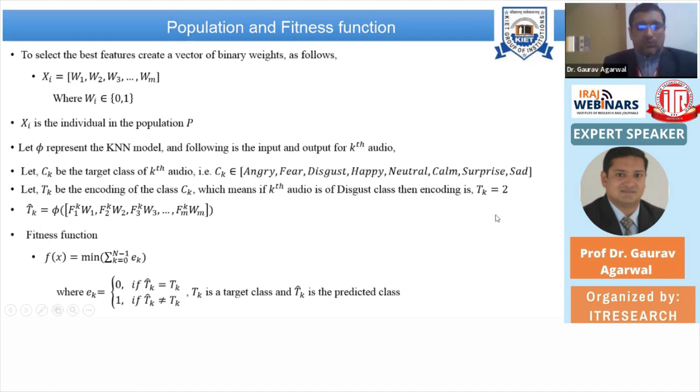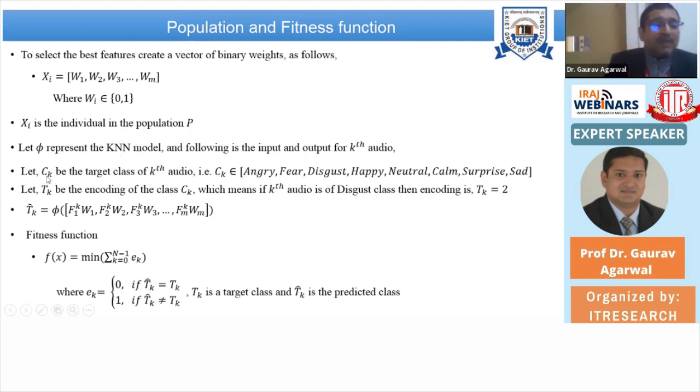If the weight is 0, it simply means that feature is not contributing to the emotion recognition. If it is 1, it means the feature is 100% contributing to that emotion recognition. For checking whether a feature is contributing or not, we have applied the KNN model, the K nearest neighbor model.